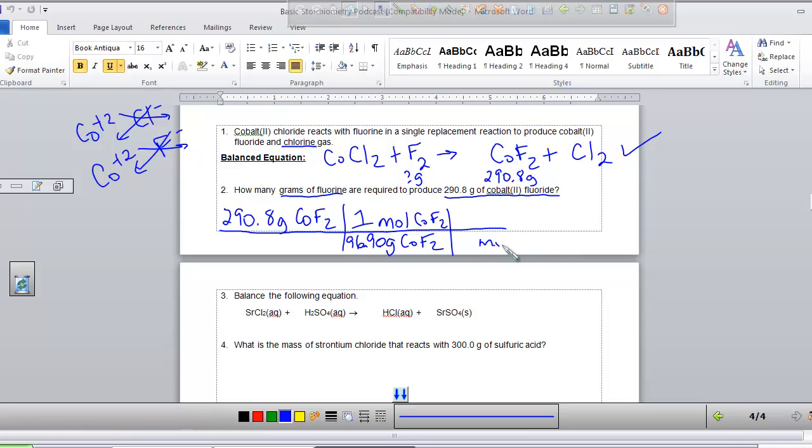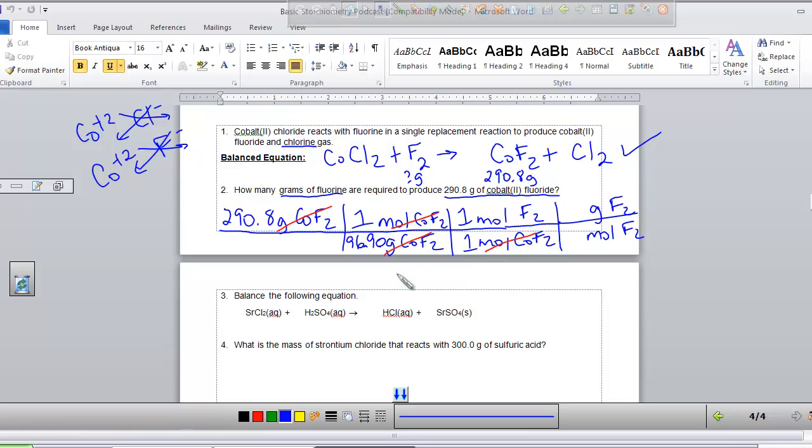All right, moving along. We're going from moles of cobalt fluoride to something else. Where are we going? Let's go back to our problem. Our problem says that we're going to fluorine, so let's go to moles of fluorine. We look at the coefficients in our equation, and the coefficients tell us we have 1 mole of cobalt fluoride for every 1 mole of fluorine. It doesn't always work like that, but in this case it does.